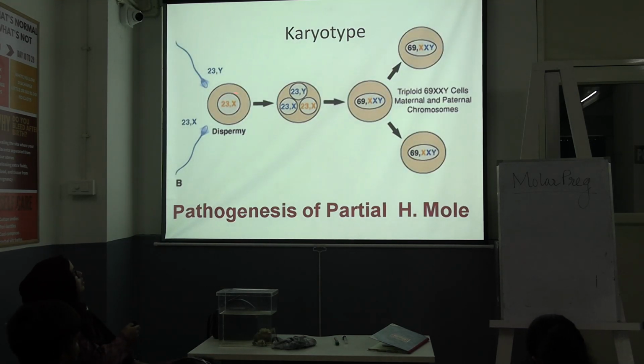Here a normal ovum gets fertilized by two sperms. Dispermy is there, but the difference is that in complete mole the ovum was empty or there was maternal chromosome inactivation. In partial mole, the ovum is active and normal. So here triploid is there. 69XXY is the most common. Both maternal and paternal chromosomes are there, but there is clearly an excess of paternal chromosome.